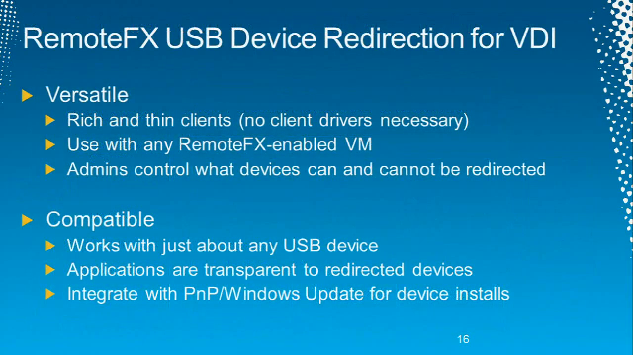Okay, so I want to talk about the third piece, which was our USB device redirection, and talk about how that works. So for rich and thin clients, again, no client drivers necessary. So we have an implementation of RDP 7.1 that's available for Windows CE, for example. So when you plug in a USB device, you don't need a driver for CE. So that's one of the key elements of what we've enabled with USB device redirection.